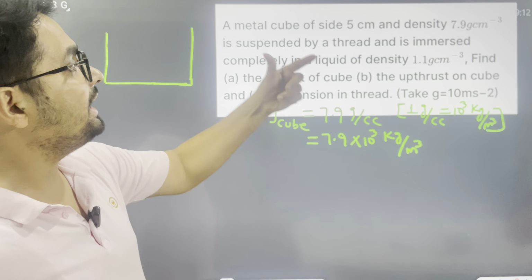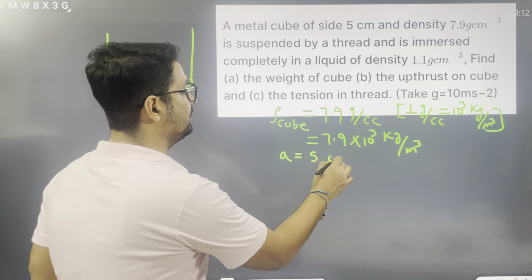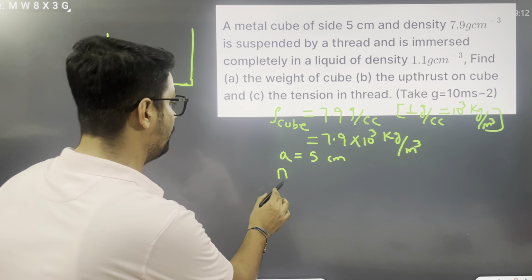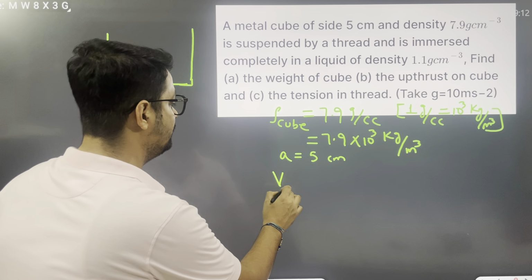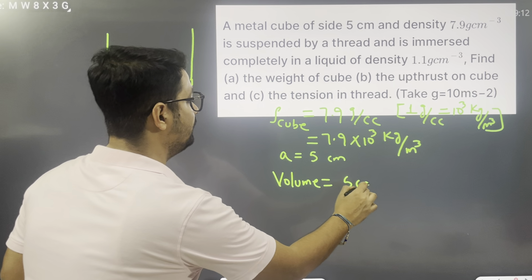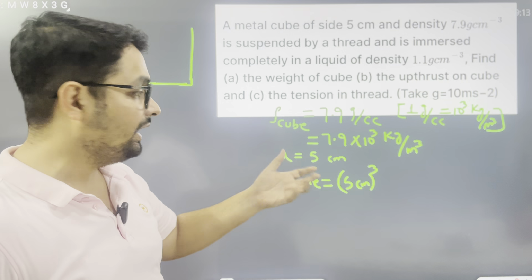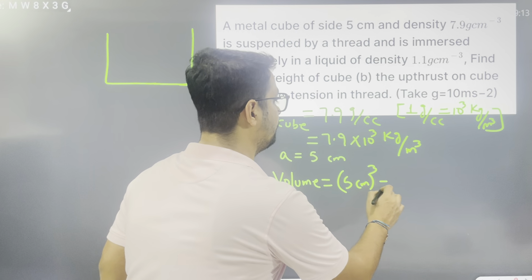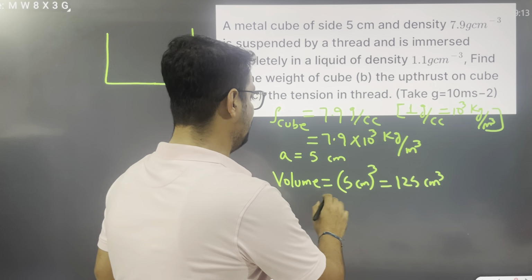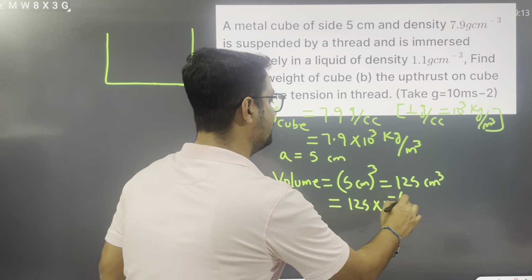Now its side length is given, 5 centimeter. A is given as 5 centimeter. We have to find the volume. Volume will be 5 centimeter whole cube, because the side length of a cube is A, so volume is A cube. So 5 centimeter cube can be written as 125 centimeter cube. Now you will convert it. It can be written as 125 into 10 to the power minus 6 meter cube.